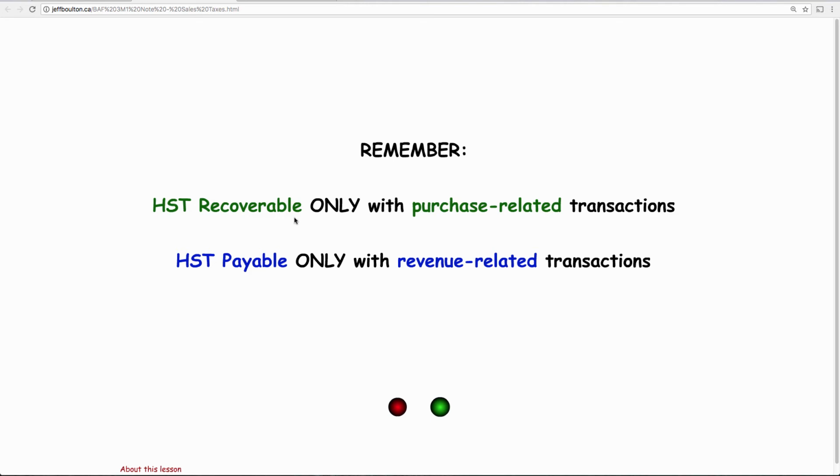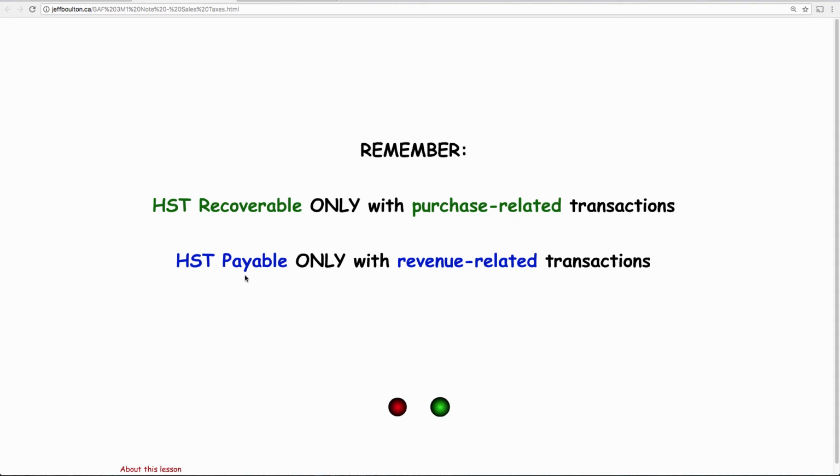The HST recoverable is only going to ever appear with purchase-related transactions. Even if you return something you bought, you will be undoing the transaction and undoing HST recoverable. So HST recoverable appears with purchase-related transactions and only with purchase-related transactions, right? Because it's normally a debit, but when you do a return, you're crediting it, and you're going to assume that, hey, because I usually credit payables, payable here, and it's not true. So if it's purchase related, that means buying it or returning a purchase.